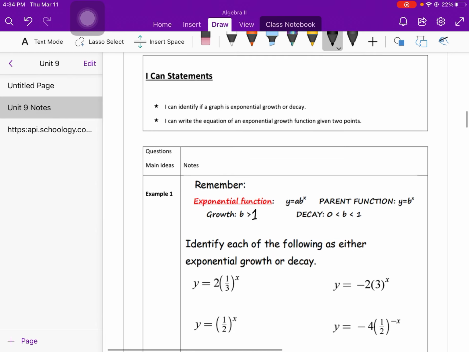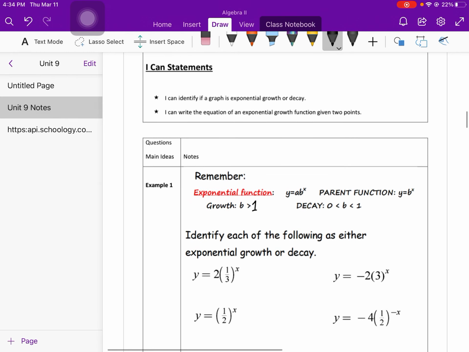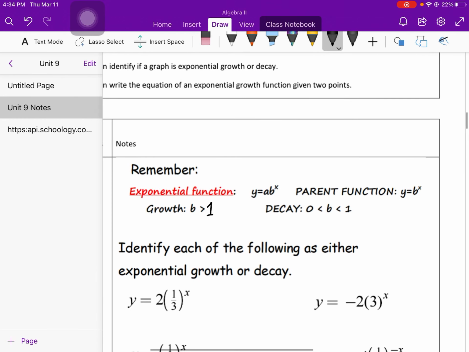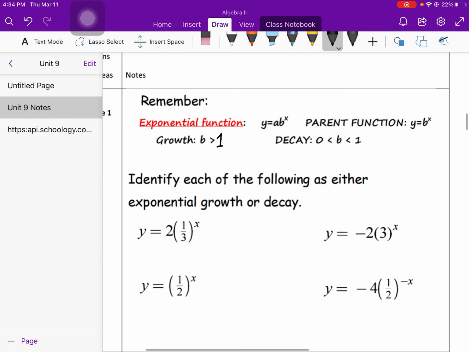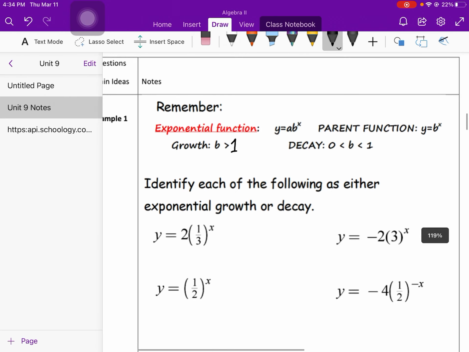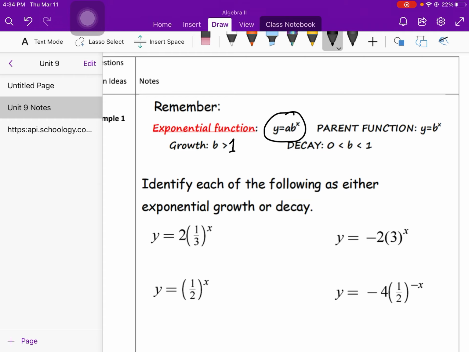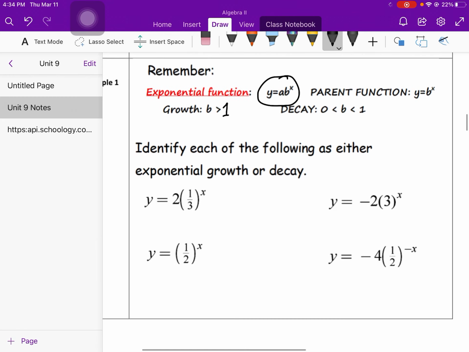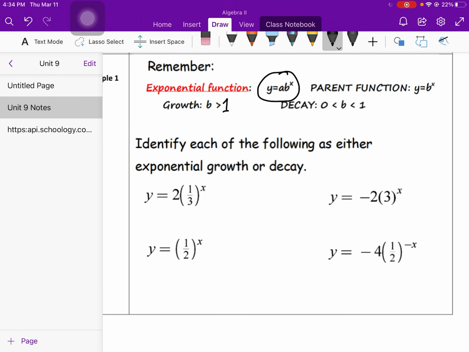So what we have to remember from the previous lesson is there's two types of exponential functions, growth and decay. The parent function is y equals b to the x, where b is our base, but we can also have this equation where it's y equals a times b to the x. Always remember that b is the important one because that's the one being affected by the exponent. So let's go ahead and identify each of the following as either exponential growth or decay.